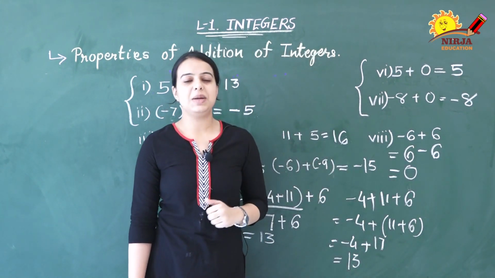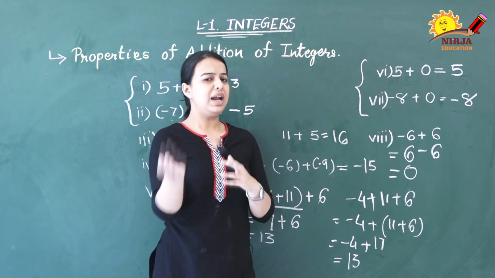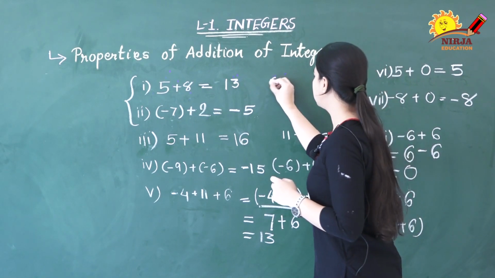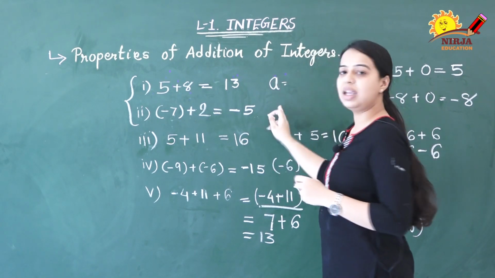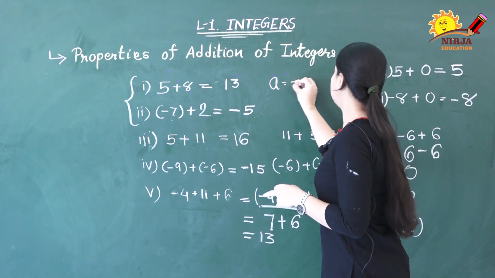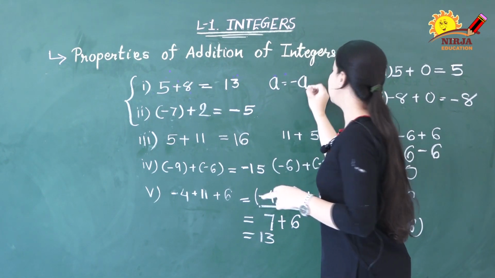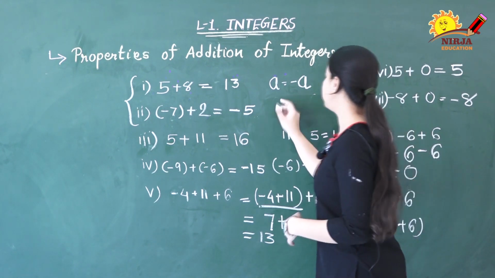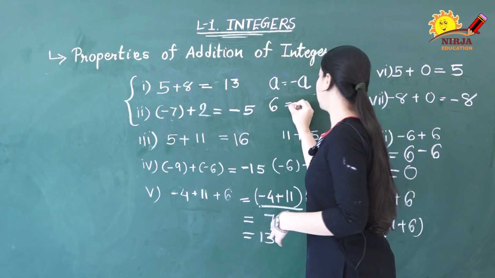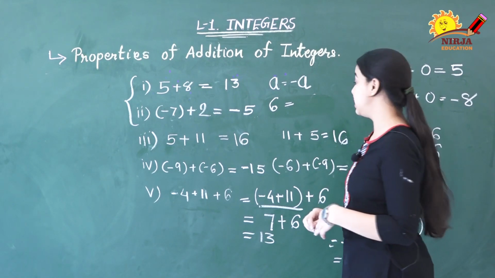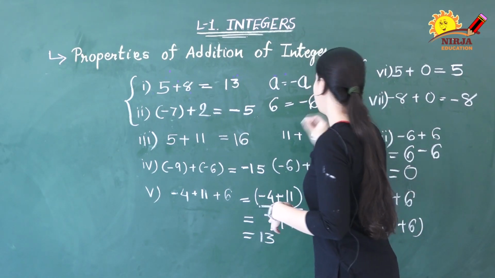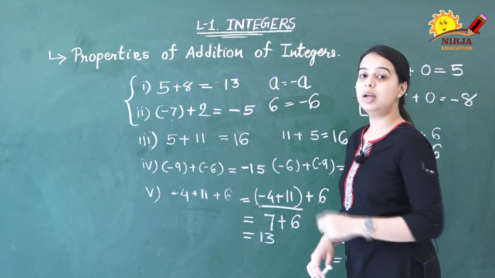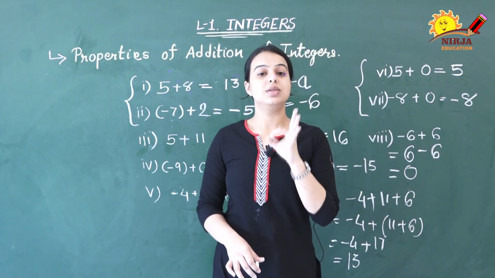Do you know what we mean by inverse? Let's understand that first. If I am going to take A, suppose A is any integer, then the inverse of A you can call as minus A. Let's take some examples. Here I am taking 6. So what will be the inverse of 6? Minus 6. So whenever we are going to add the inverse of a number, then the result will always be 0.